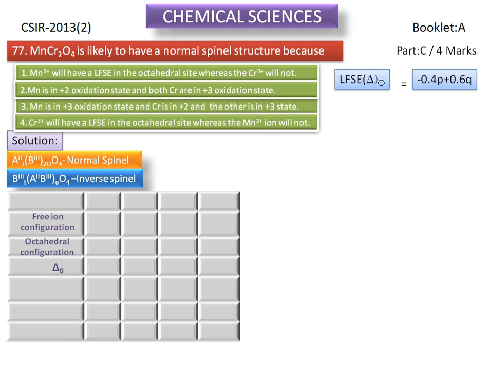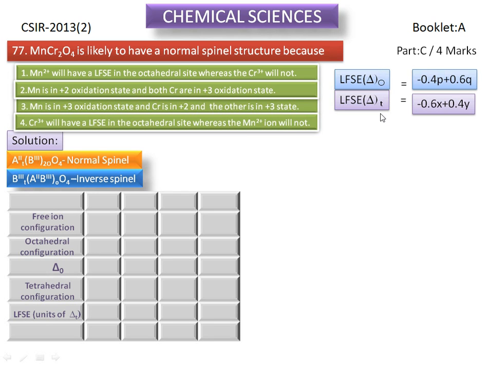LFSE for octahedral can be calculated by using this formula, where P is the number of electrons in the T2g orbital, and Q is the number of electrons in the Eg orbital. LFSE for a tetrahedral complex can be calculated by using this formula, where X is the number of electrons in the E orbital, and Y is the number of electrons in the T2 orbital.